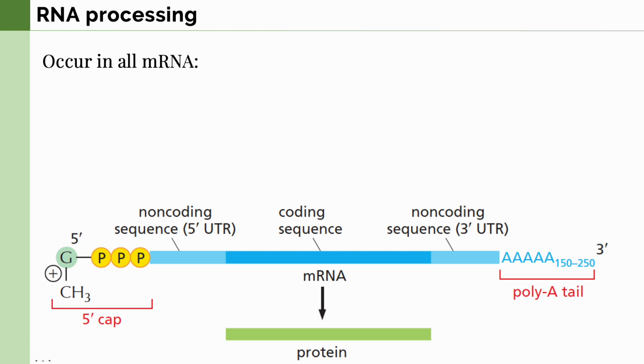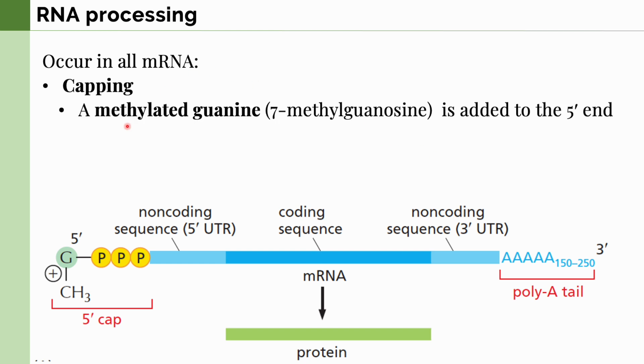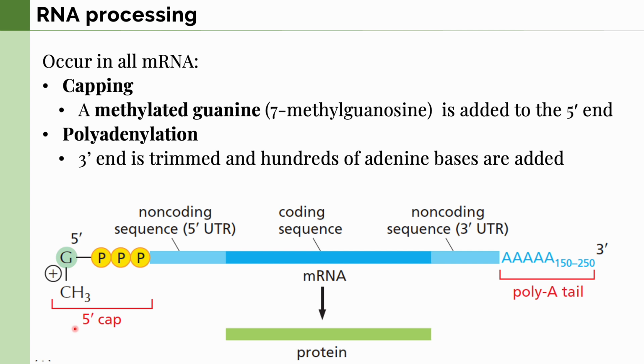First, and these processes occur in all mRNA, we have capping, which is the addition of a methylated guanine or a 7-methylguanosine on the 5' end of your mRNA. We also call this the 5' cap. Next, we have polyadenylation, in which the 3' end is trimmed and hundreds of adenine bases are added. Together, we call this the poly-A tail.